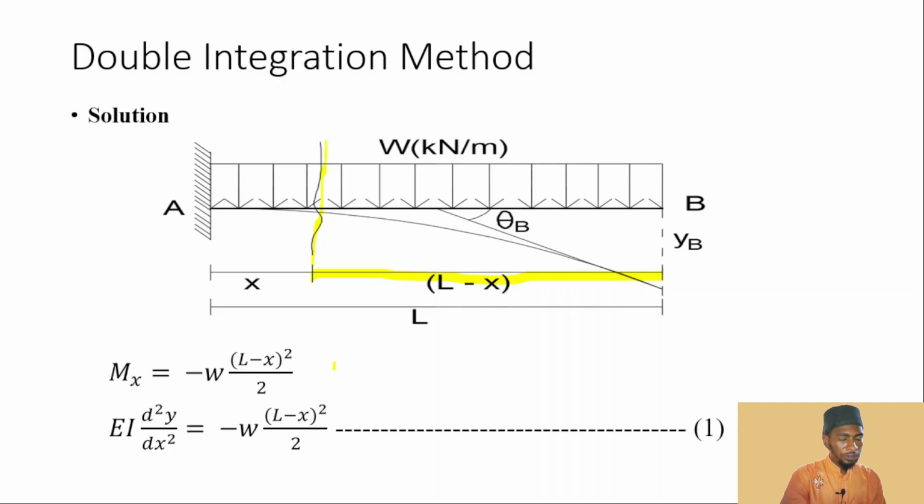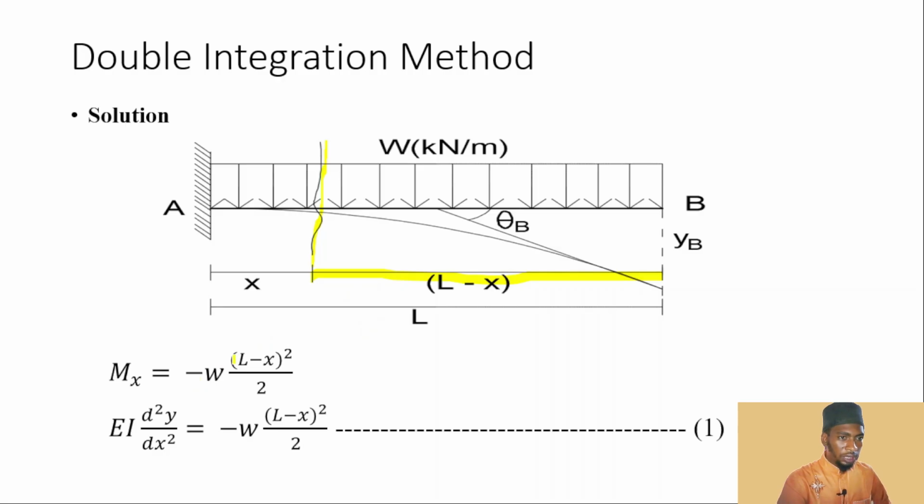The first thing to do is to know your sign convention. The sign convention we have been using is that in the right portion of the section, anticlockwise moment is positive, while in the left portion, anticlockwise bending moment is negative. Since we are considering the right portion here, which is where we have L minus X, our moment is going to be negative, because this load is pushing the moment in the clockwise direction, which is against our sign convention. So it is negative.